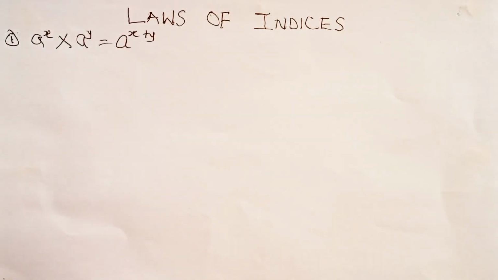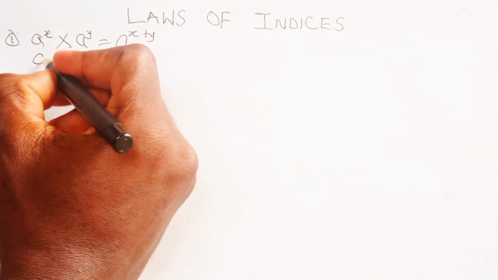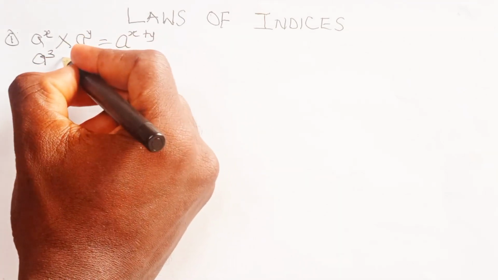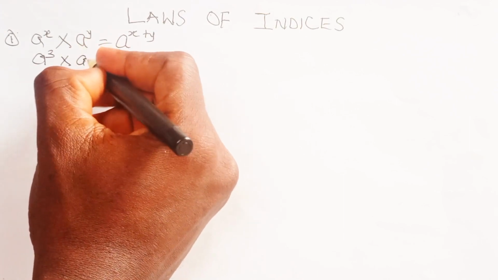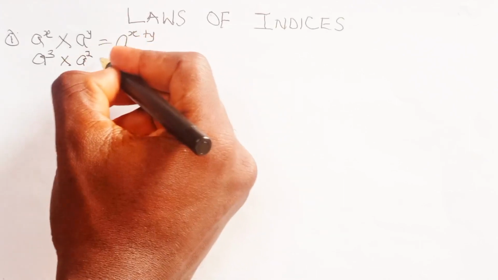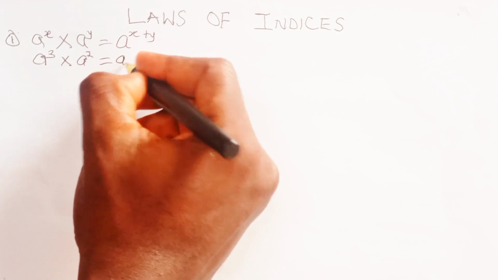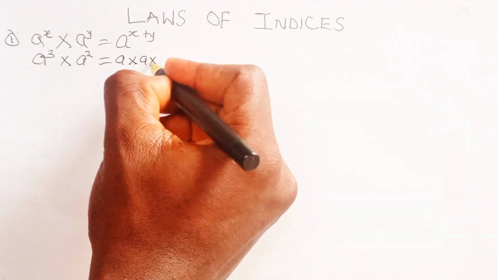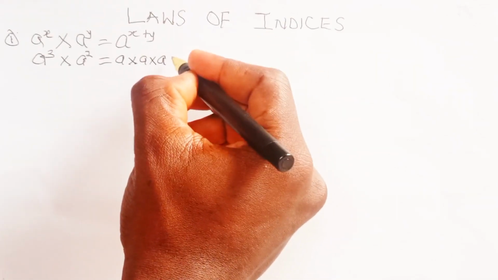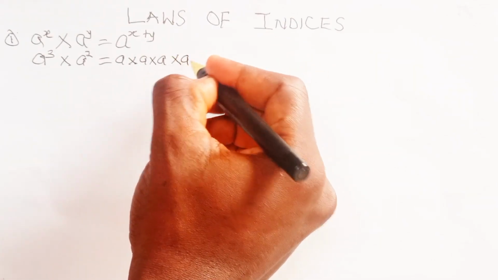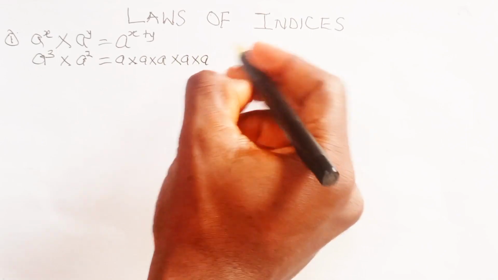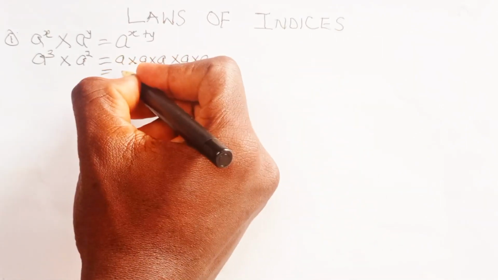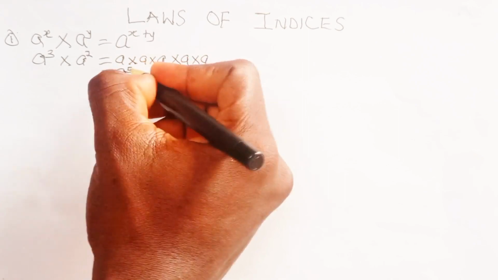And why is it so? This is because if we have a raised to power 3 times a raised to power 2, it is just like saying a raised to power 3 simply means a multiplied into three places, while a raised to power 2 is a multiplied into two places. So at the end of the day, we are going to get a raised to power 5.